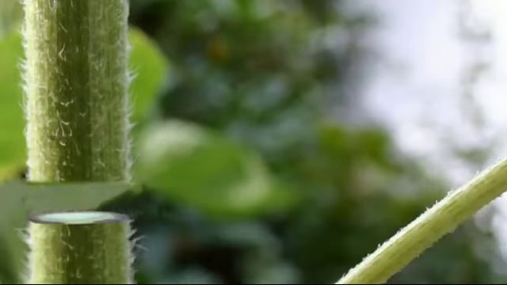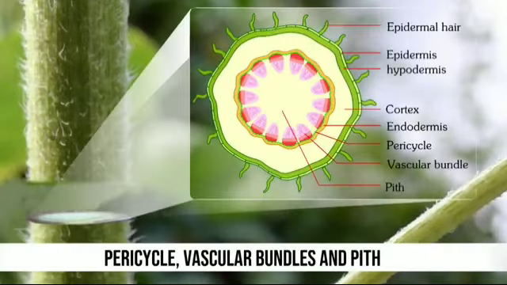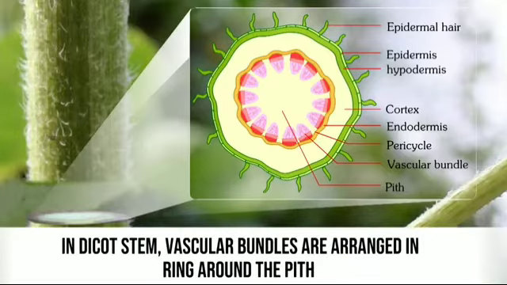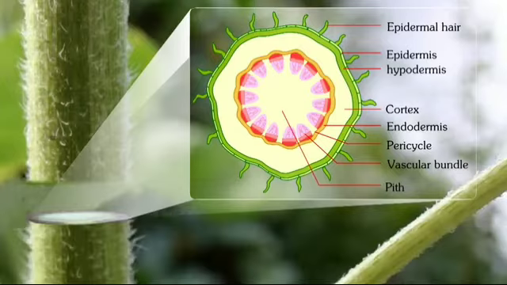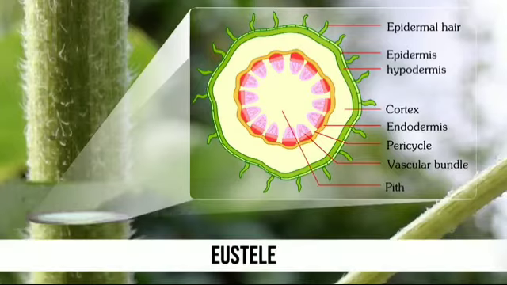The next, stele. The central part of the stem, inner to the endodermis, is known as stele. It consists of pericycle, vascular bundle, and pith. The first one, pericycle. It occurs between the vascular bundle and endodermis. It's multi-layered, parenchymatous with alternating patches of sclerenchyma.